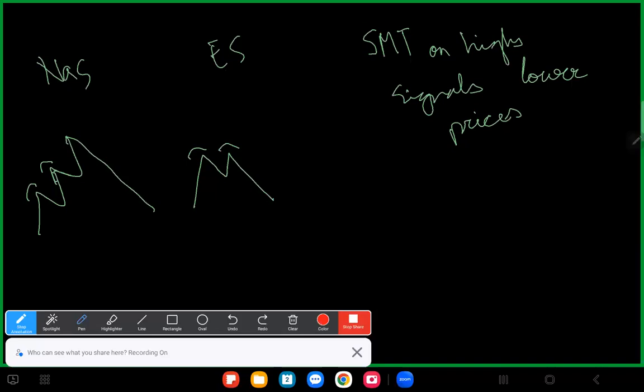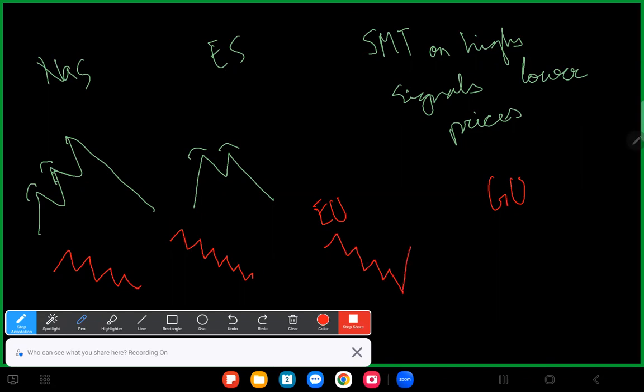And then let's take a different example. Let's imagine that we have EU here, and GU over here. These two asset classes are supposed to also move in sync. So when one is making a lower low and lower high, the other one should also make lower lows and lower highs. Let's imagine that EU is going down like that, and then price goes up, and we see that GU is going down here, and then we fail to go lower. That would be an indication of SMT as well.